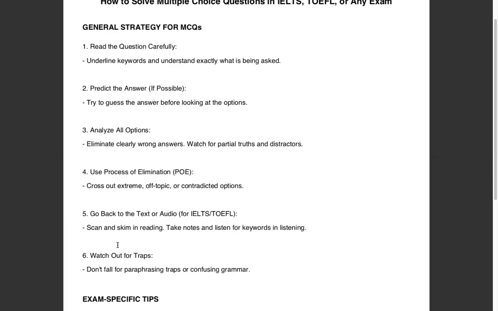So in this case, you will need to be very careful and focus on paraphrasing traps and confusing grammar. Sometimes they are using some confusing grammar in some sentences, in some options. So you will say, okay, this looks very strange, so I'm 100% sure it's the correct one. No, don't say this because it's a trap. Be careful about these strategies, guys, while you are answering multiple choice questions. This is part one.